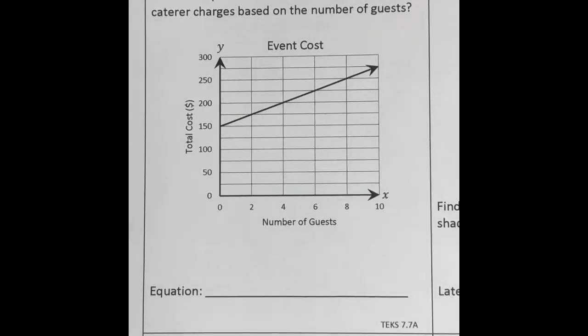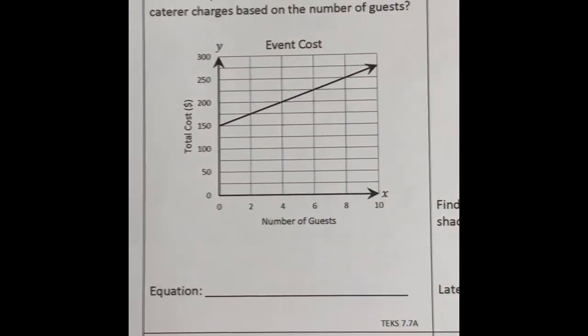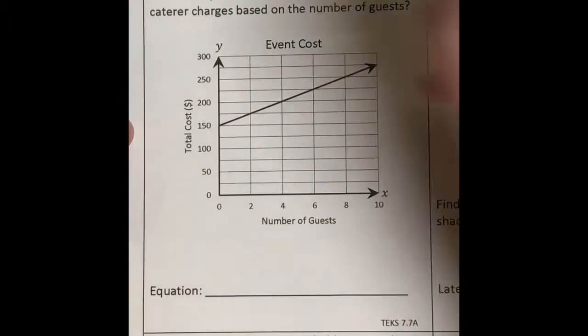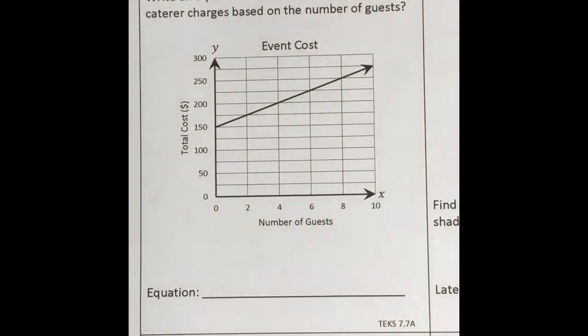It says a caterer charges $150 service fee. That's important. It says a service fee. It doesn't say fees. Okay, so I'm going to highlight that. And an additional $12.50 per person. Per person is another important word that I talked to you about, to cater an event. This graph represents what the caterer charges. Write an equation that represents the cost of the caterer charges based on the number of guests.